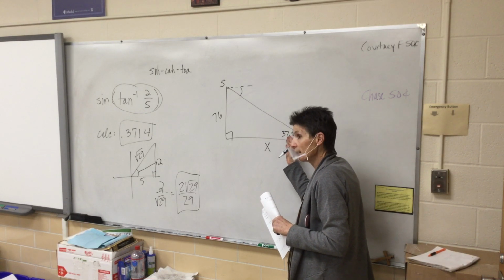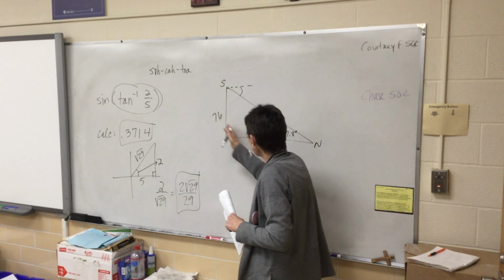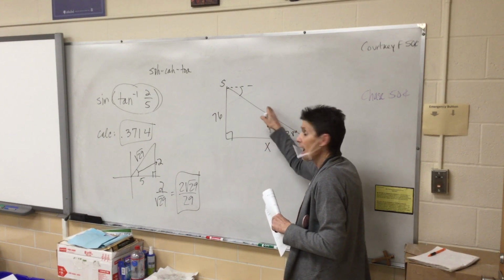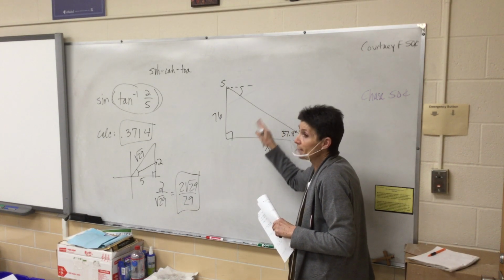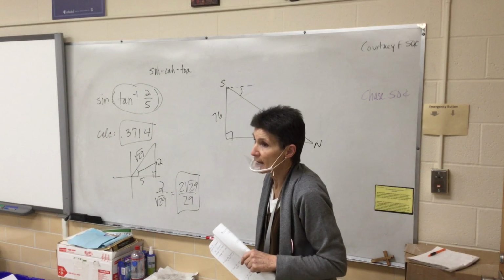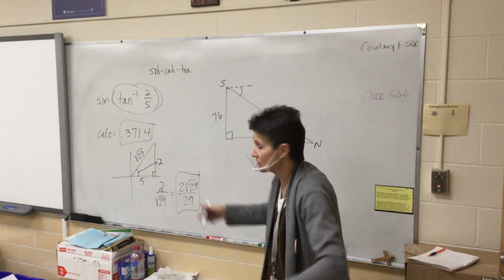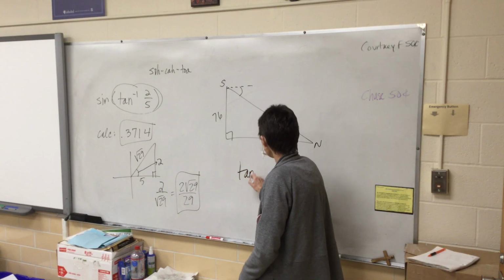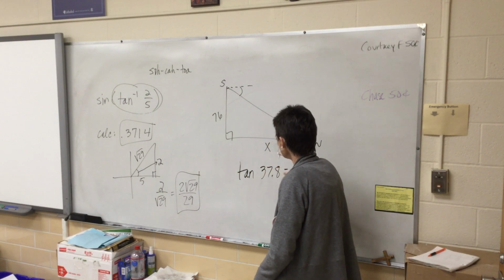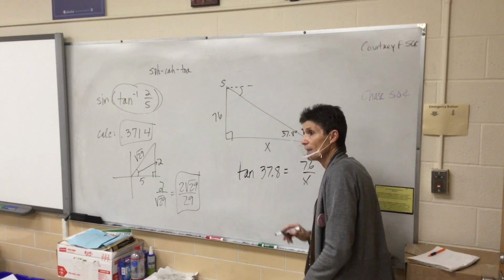So here's my angle. I've got this side and this side. I do not have the hypotenuse, so I'm not going to use any function that uses hypotenuse, right? So what's the only one that doesn't? Tangent. So tangent 37.8 equals 76 over x.